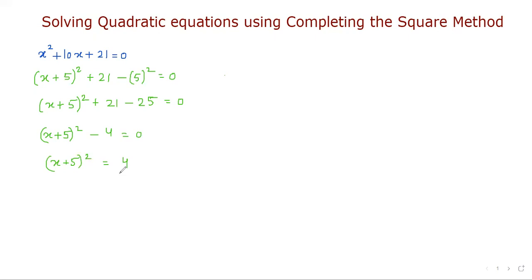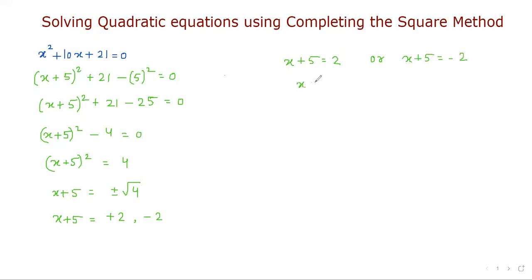And here we'll take the square root on both sides. So x plus 5 is equal to plus minus square root of 4. Whenever we take the square root, we always have to take plus and minus both. So x plus 5 is equal to plus 2 and minus 2, because square root of 4 is 2. So we can rewrite this as x plus 5 is equal to 2, which is the first equation, and x plus 5 is equal to minus 2, which is another equation.